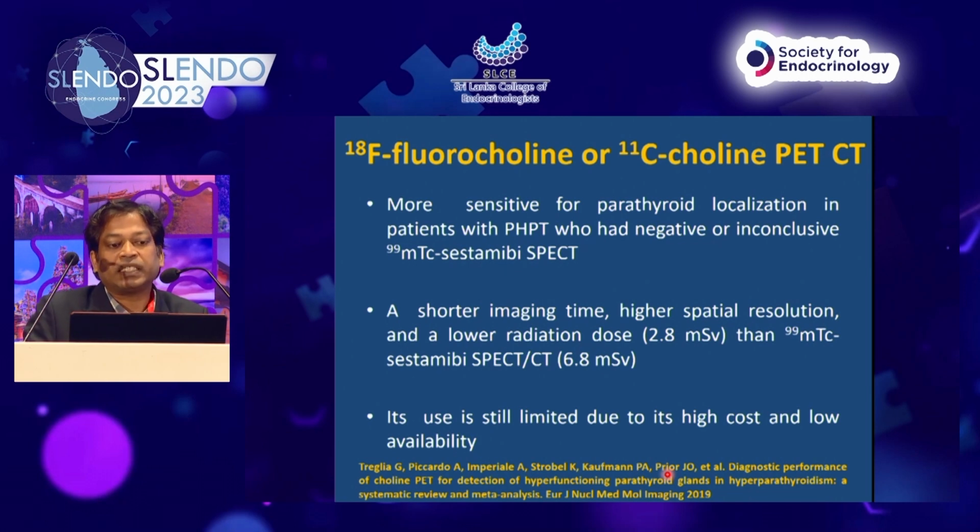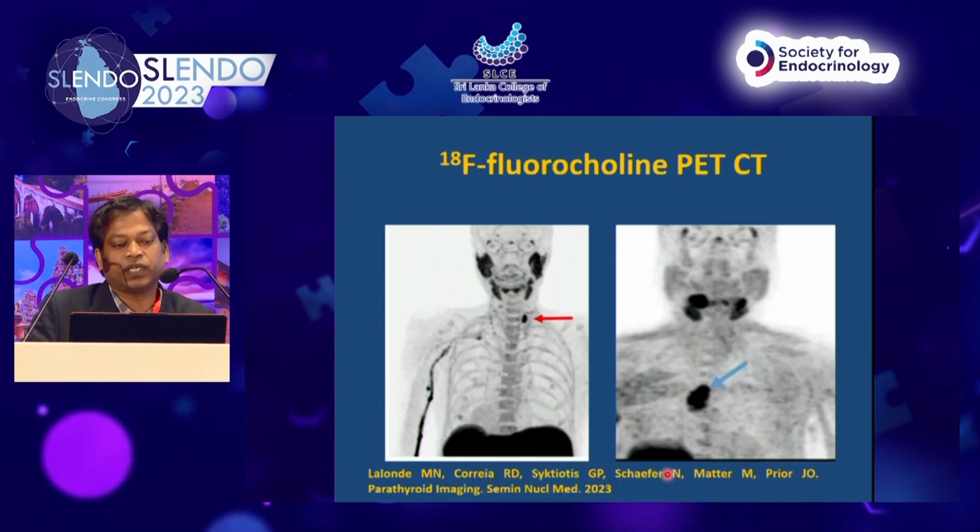This has a specific role in patients who have a negative ultrasound, MIBI scan or CT scan, or inconclusive findings. In those cases specifically, we can recommend a PET scan if it is available. Additionally, it has a short imaging time, better resolution, and low radiation exposure compared to the MIBI. But it is not widely available and is very expensive. So here is one image. You can see in the left side a parathyroid adenoma, and here is a parathyroid adenoma in the mediastinum localized by choline PET scan.